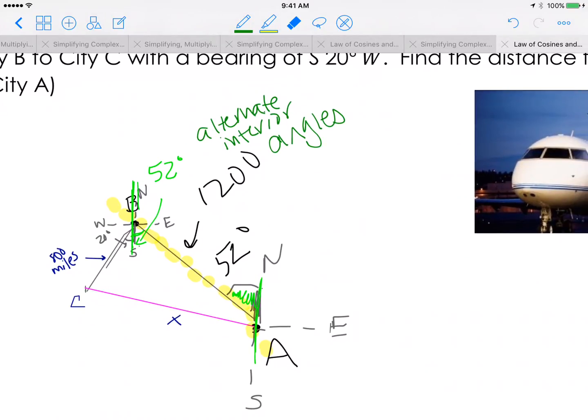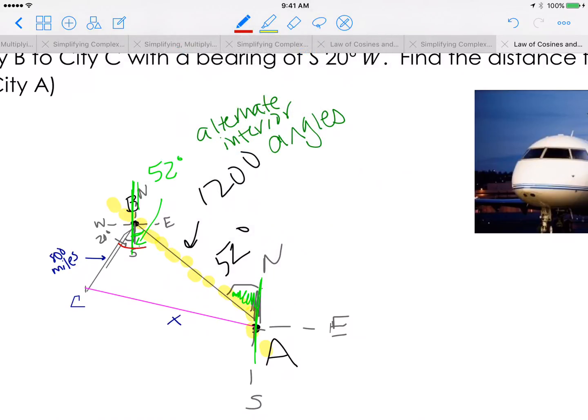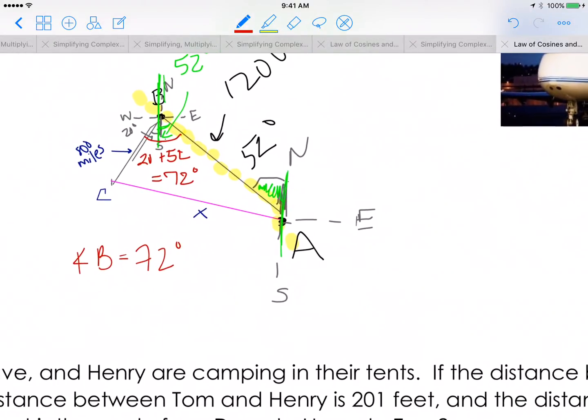So now we can say that 20 plus 52 is going to equal 72 degrees. So we know that this angle B is equal to 72 degrees. Hopefully everybody can see that.